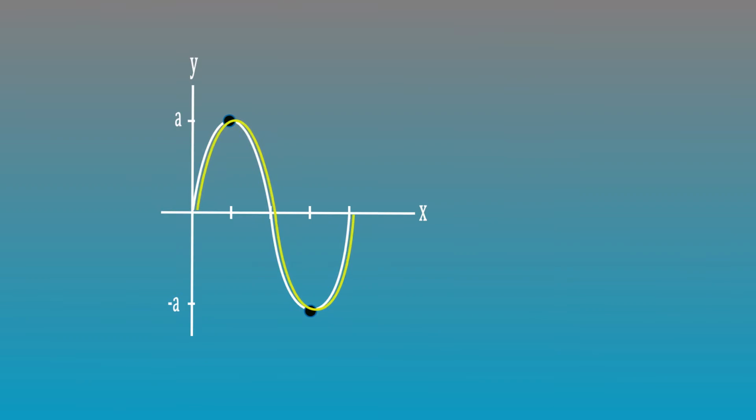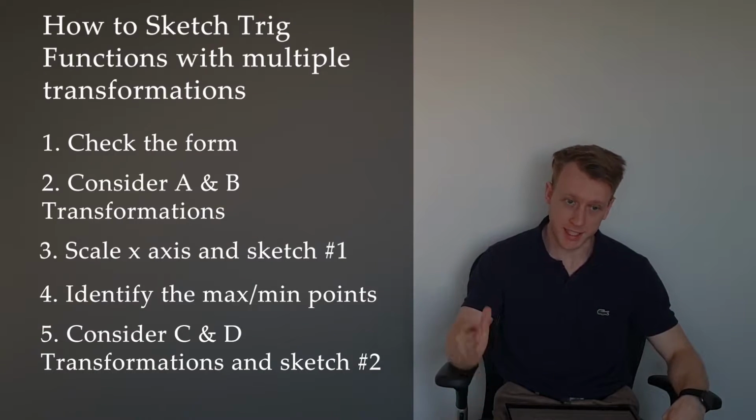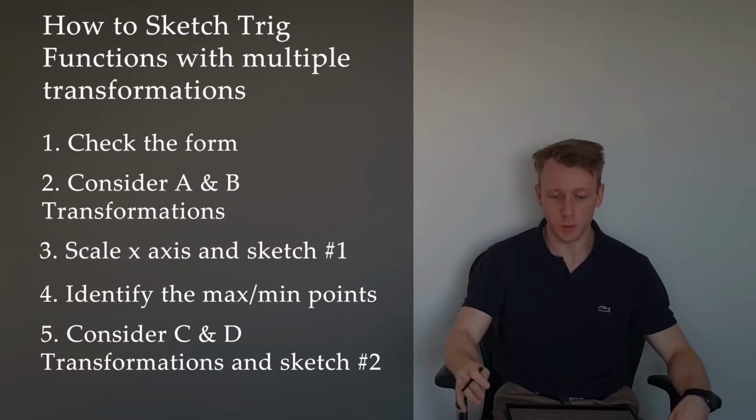We consider the transformations of the up, down, left, right shifting with the maximum and minimum points. We replot these points on the same Cartesian plane to have a second and final sketch with all of the parameters included. Quite a process. It's a sledgehammer, so use it with a bit of caution.